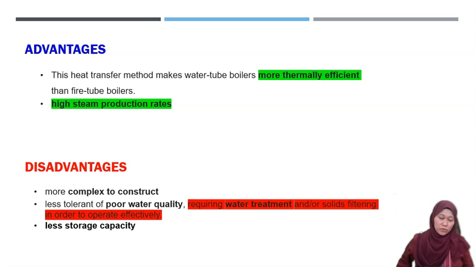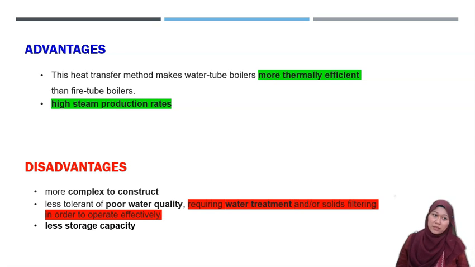Okay, now let's look at the advantages and disadvantages of the water tube boiler. The heat transfer is more thermally efficient for the water tube boiler, because it can produce high pressure steam. So that's the advantage of the water tube, which is used widely in power generation.